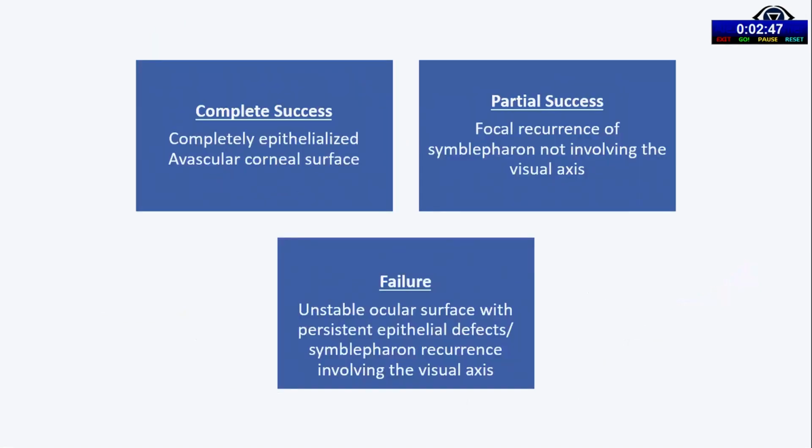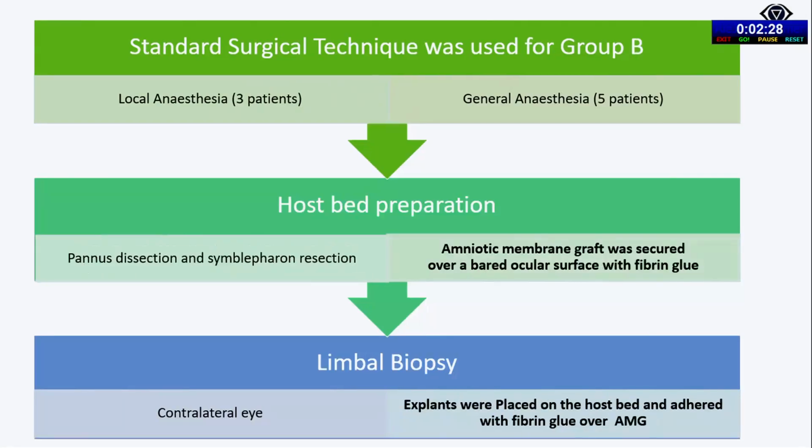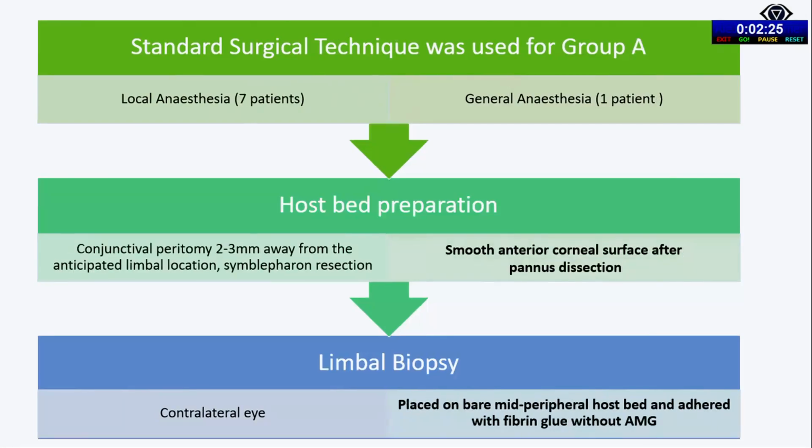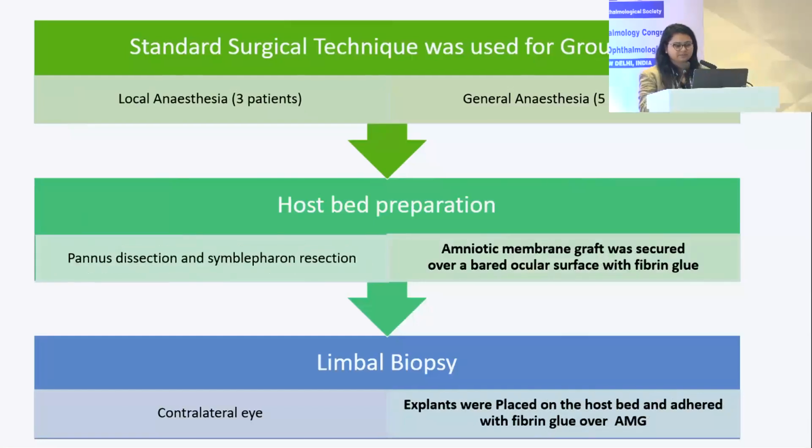Complete success was defined as complete epithelialization with a totally avascular corneal surface. Partial success was if there was a focal recurrence of symblepharon not involving the visual axis, and failure was an unstable ocular surface with persistent epithelial defects or symblepharon involving the visual axis. Standard surgical technique was used in group B. However, in group A, the only modification was that AMG was not used after the pannus dissection, and the corneal limbal transplants were placed directly on the host corneal bed.